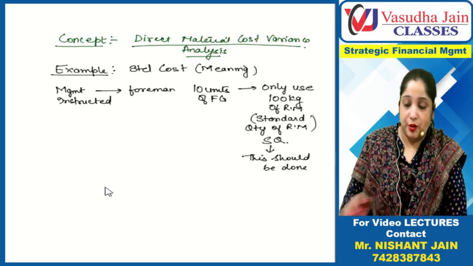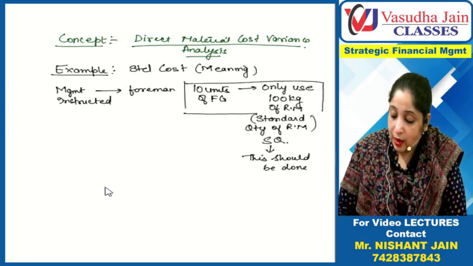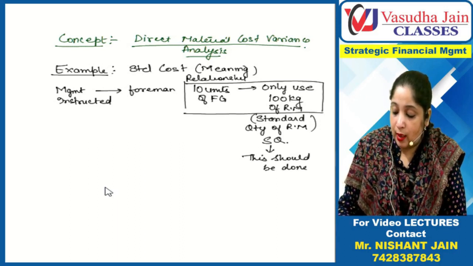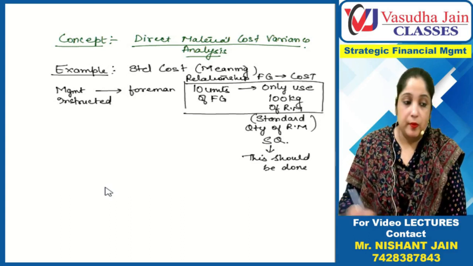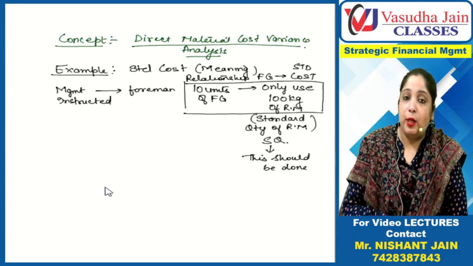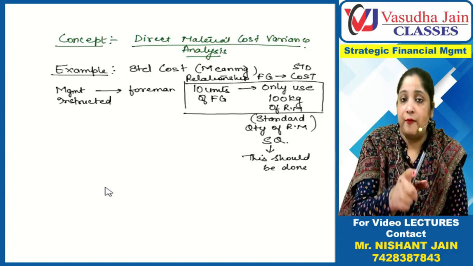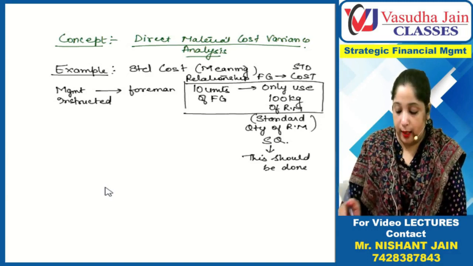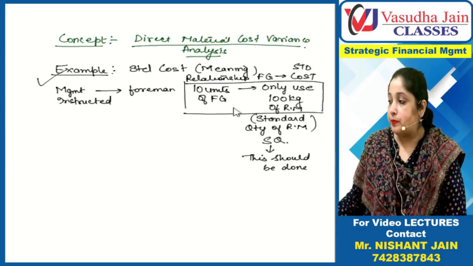This was the instruction. Basically, they tried to explain to him the relationship. What relationship? The relationship between finished goods and the cost. And to which cost? Standard cost. The management was trying to tell the foreman that if you are producing 10 units, then use only 100 kg. Then in the month of January, this was the instruction given.